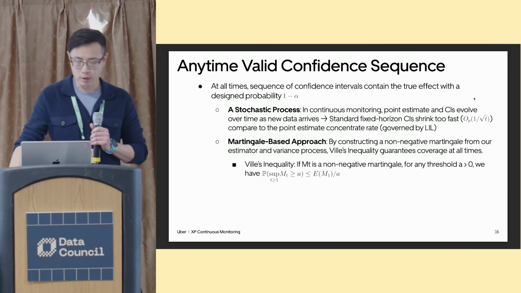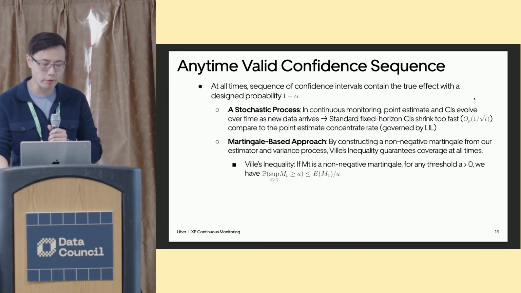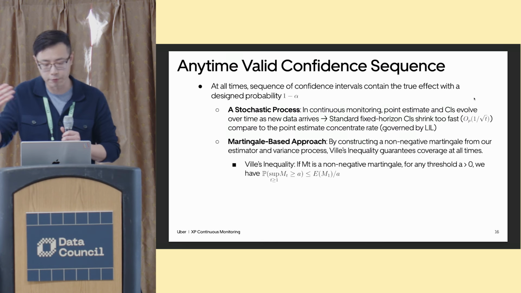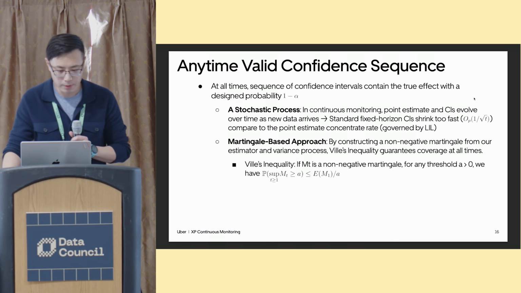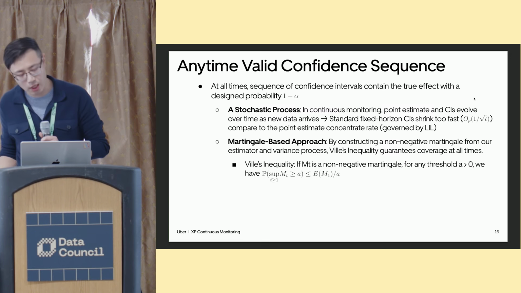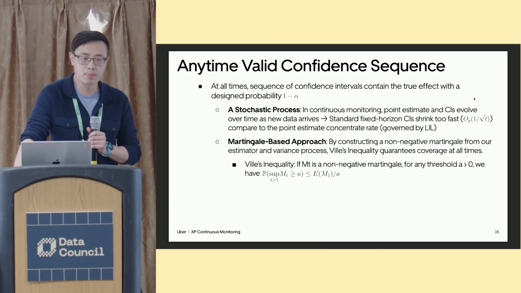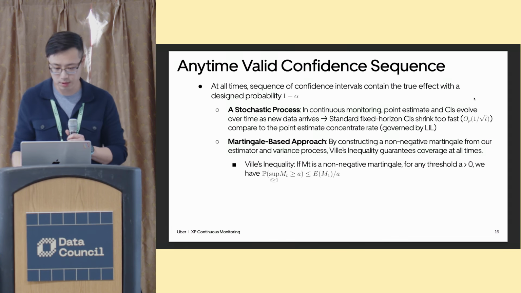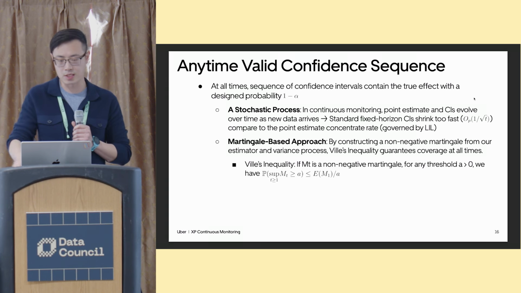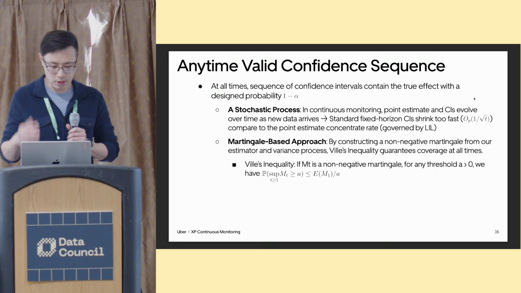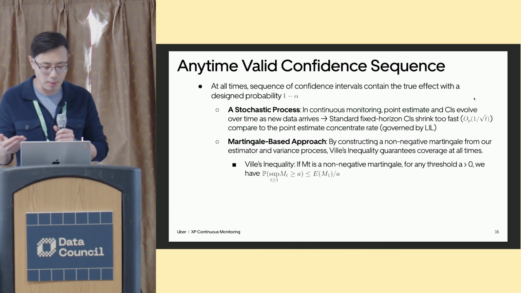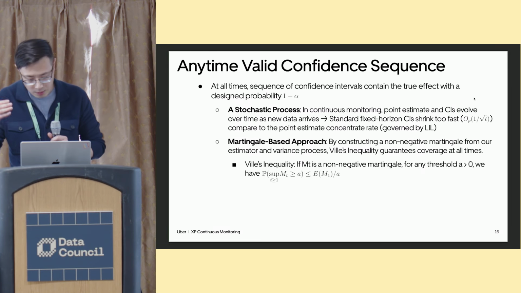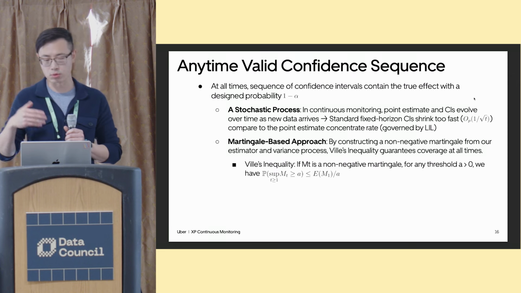For this confidence sequence, basically it's a sequence of confidence intervals that contain the true effect with designed probability at all times, rather than just at a fixed or final sample. The basic idea is that in the sequential testing case, we're dealing with a stochastic process. So both point estimates and confidence intervals evolve sequentially over time as new data arrives. As I showed you in that coin flipping test, the fixed horizon CIs look like they shrink too fast compared to how your point estimate concentrates to the true effect. So we know at some point in time, this fixed horizon CI will not be able to cover the true effect for sure.